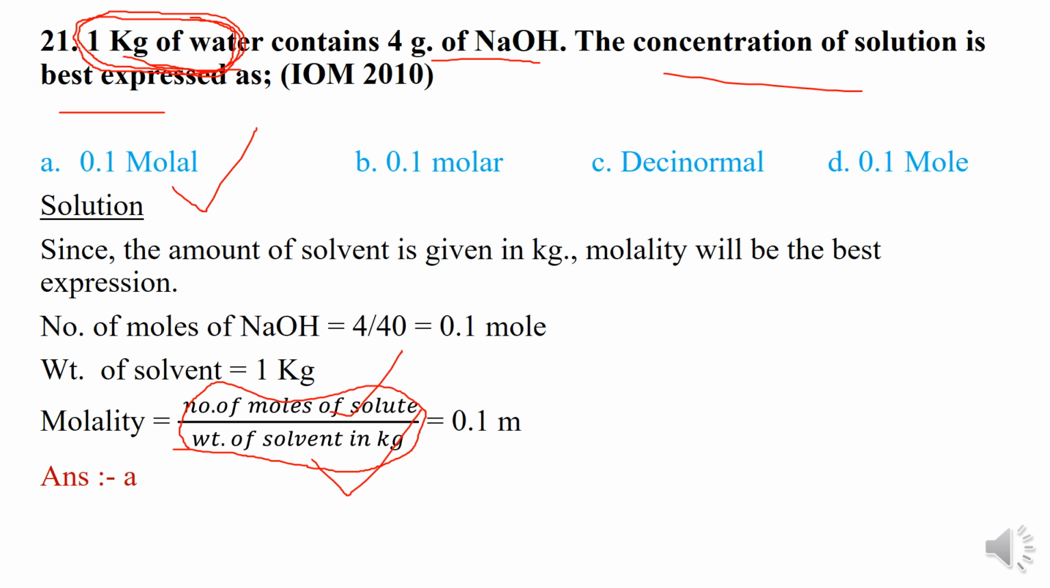So it will be best expressed in molal. The number of moles of NaOH is 4 by 40, right? 4 is the weight of NaOH and 40 is the molecular weight of NaOH, which is equal to 0.1. The weight of solvent is given here as 1 kg. Then the answer will be 0.1 molal. So 0.1 molal.